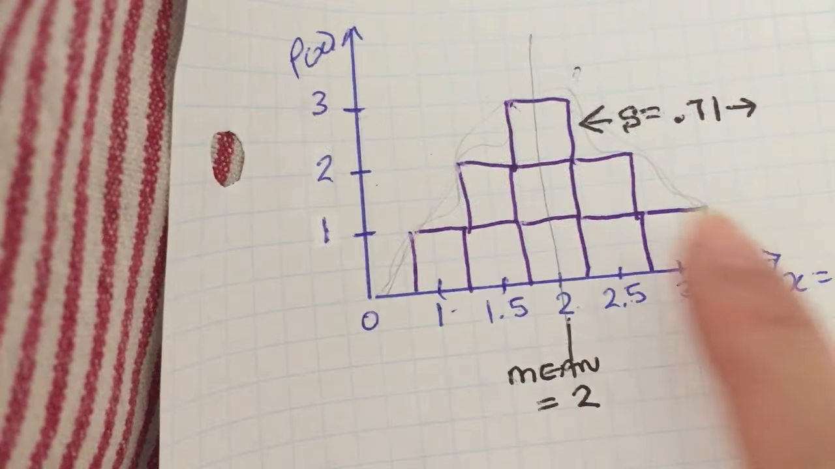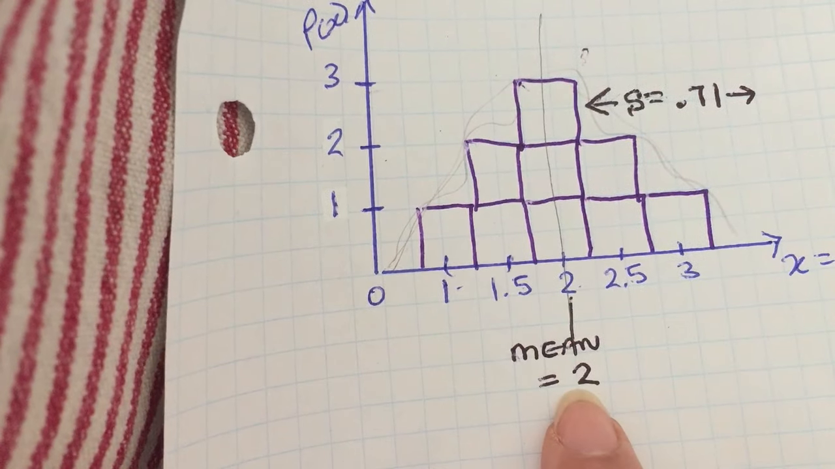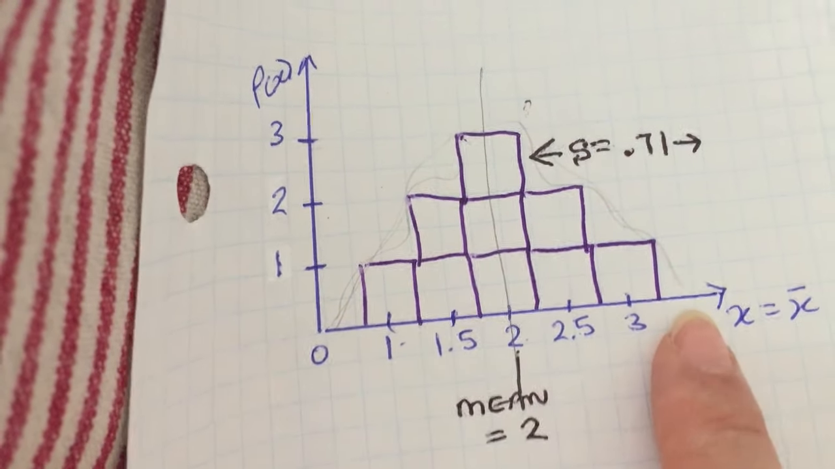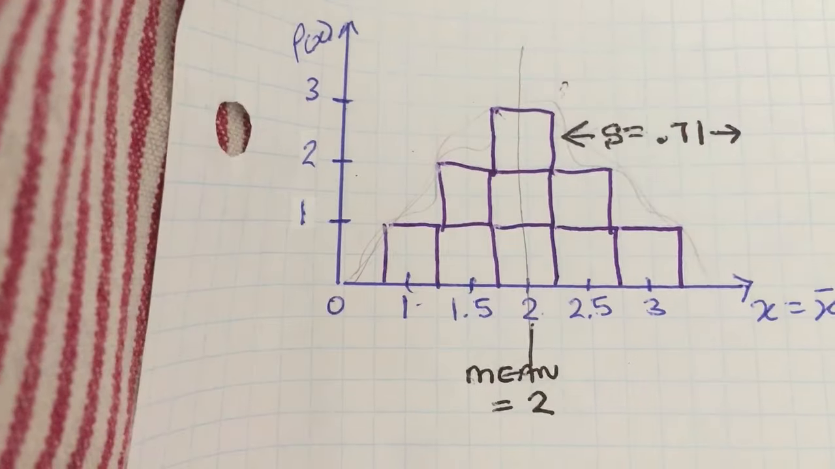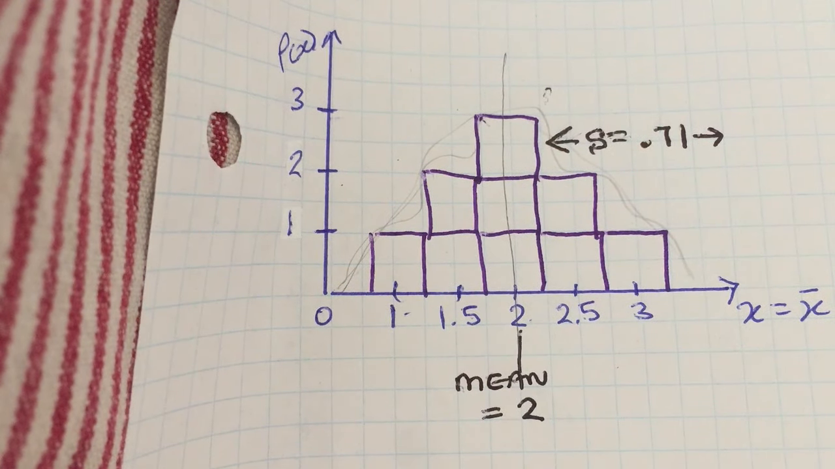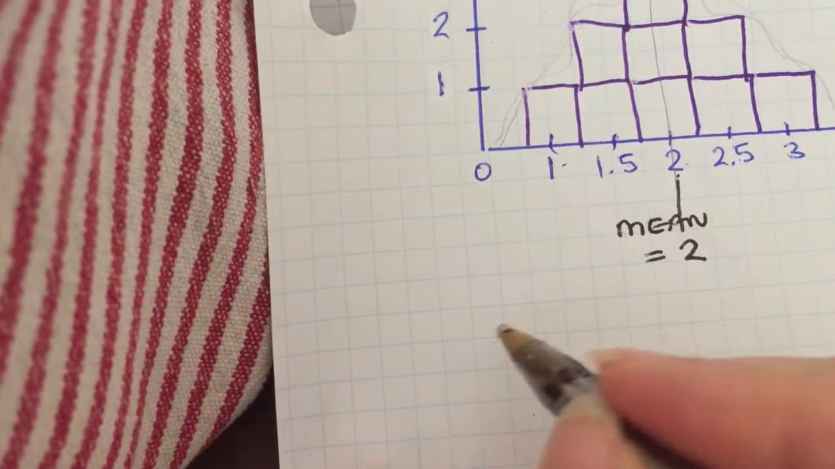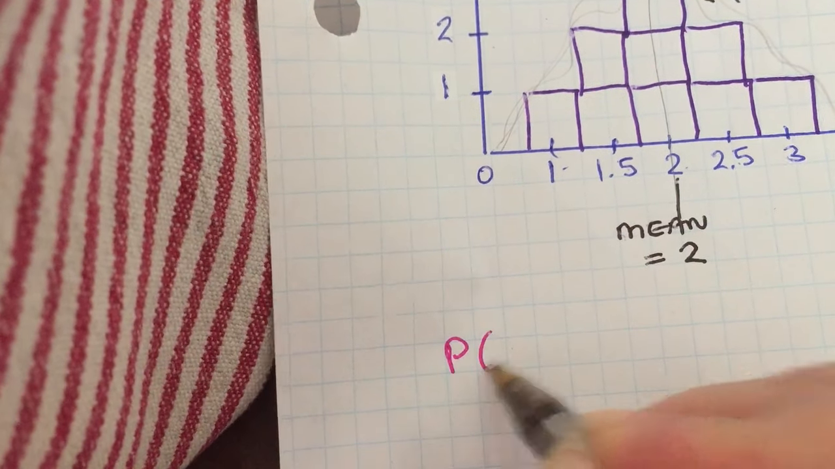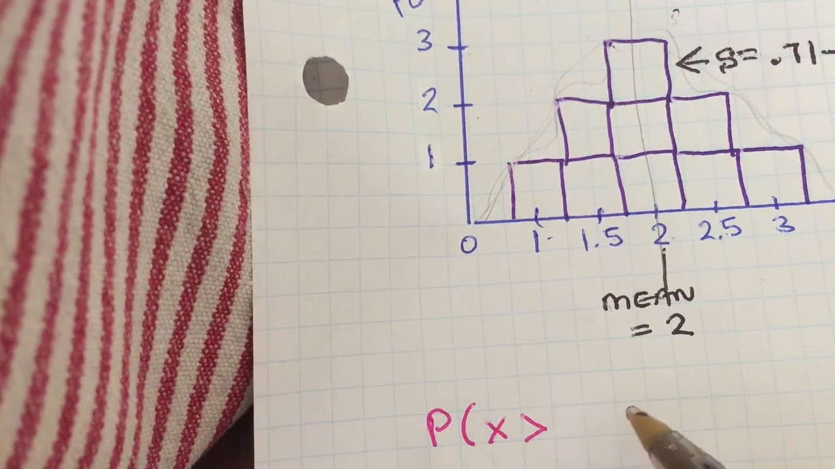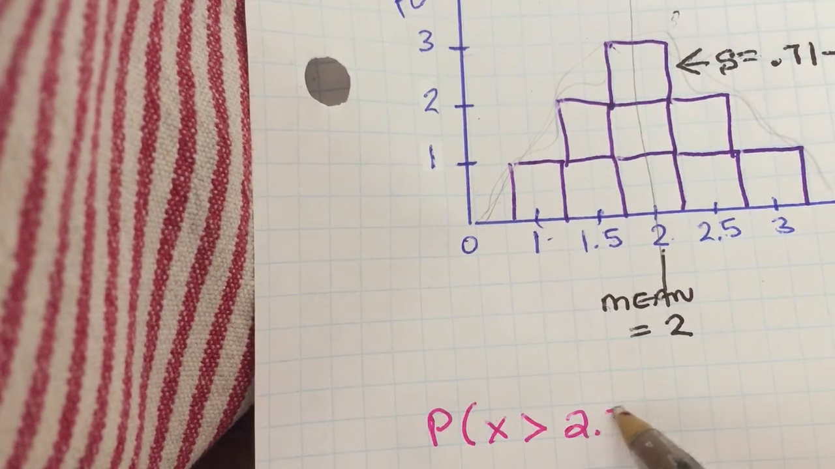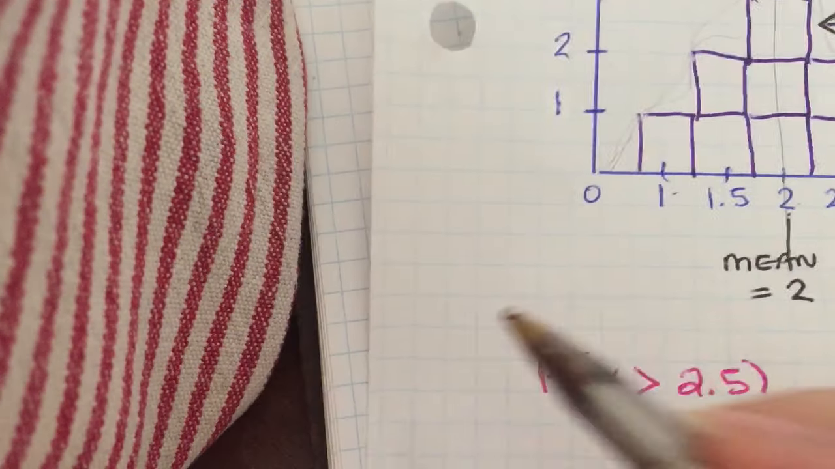Okay, so now we've got our standard deviation, we've got our mean, and that is your sampling distribution. If we want to go one step further and calculate a probability, let's say I want to know: what is the probability that x would be greater than 2.5? Let's say that's my question.